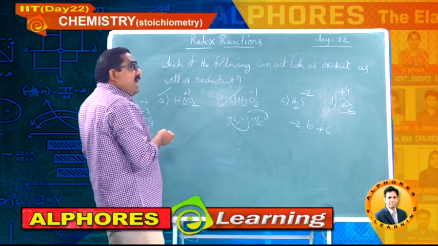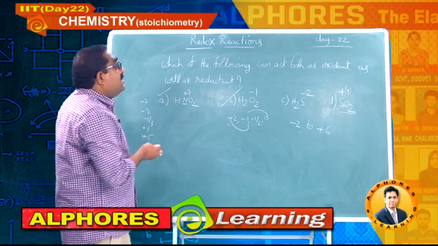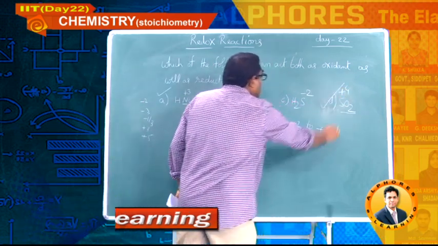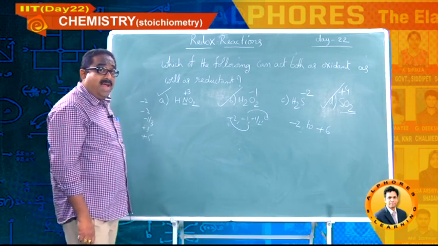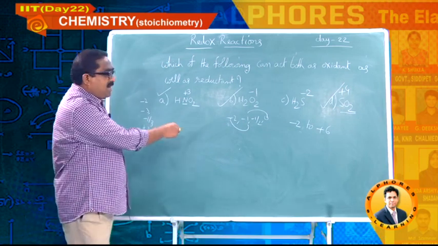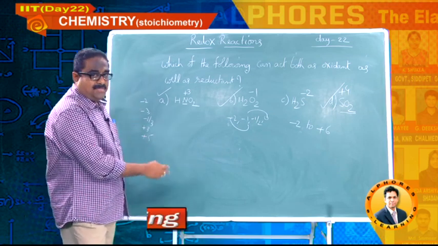So, in sulfur dioxide, sulfur can act as both oxidant as well as reductant. So, D is also the answer. This is also more than one type of question. The answers are A, B and D. Very important question, students. So, please note it down carefully, and then I will go for next numerical.